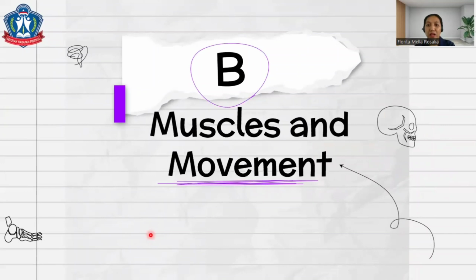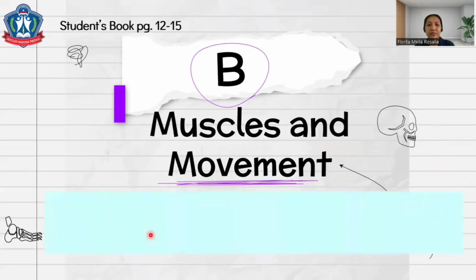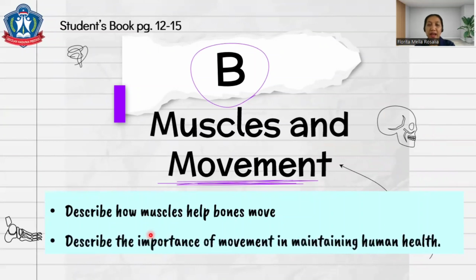Lesson B, muscles and movement. You can open the student's book page 12 until 15. In this lesson, you will describe how muscles help bones move. And the second one, describe the importance of movement in maintaining human health.